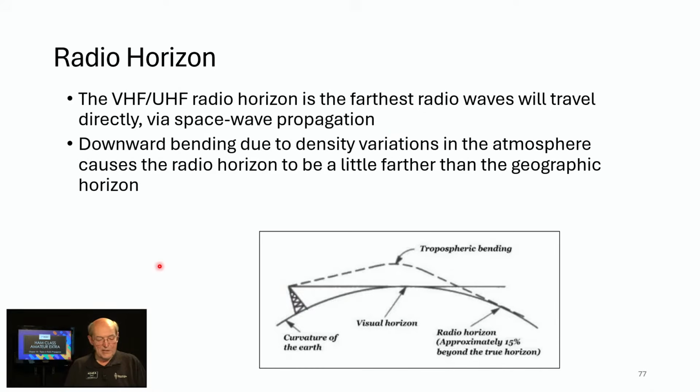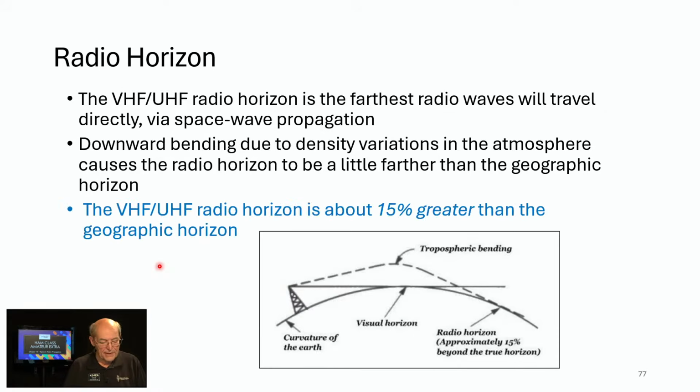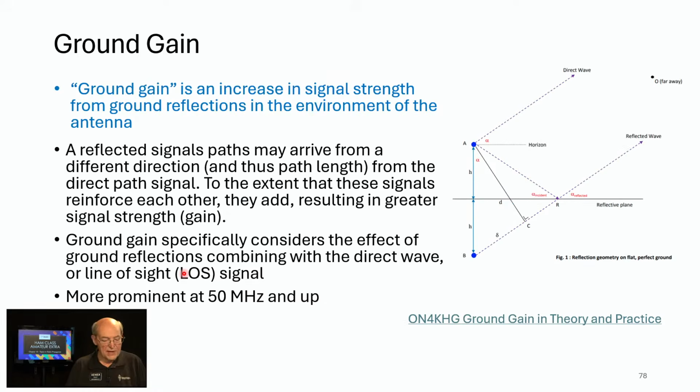And the downward bending is due to the density variations in the atmosphere. It causes the radio horizon to be a little further than the geographic horizon. It's about 15%. The radio horizon is about 15% greater than the geographic horizon. Okay, that wasn't so bad.